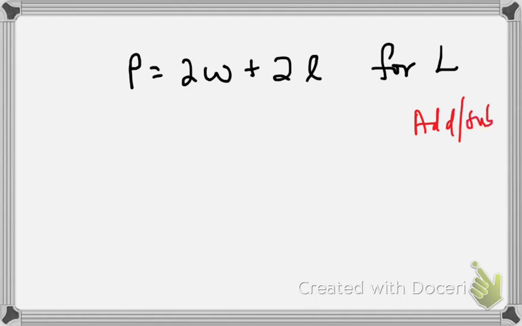So if L is being added by 2W, we're going to subtract 2W from both sides of the equal sign. Now there's the equal sign. It's on the other side this time, so we're going to have to be careful. 2W.